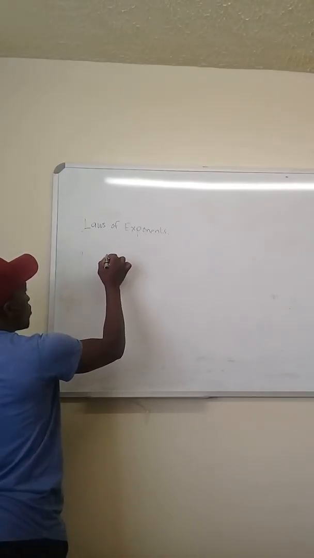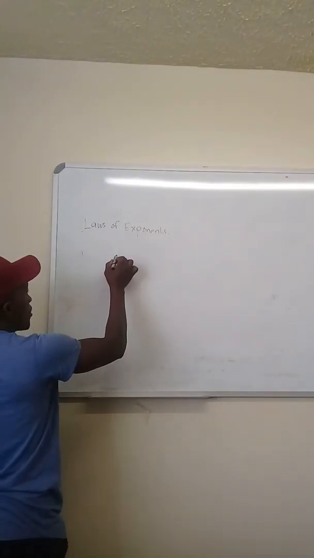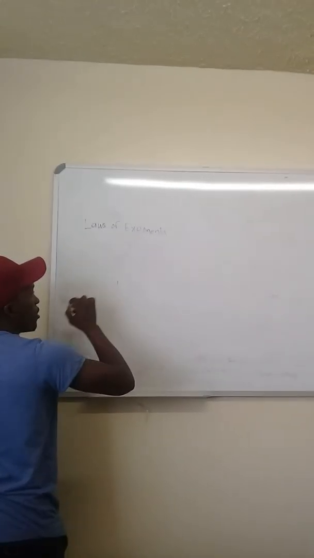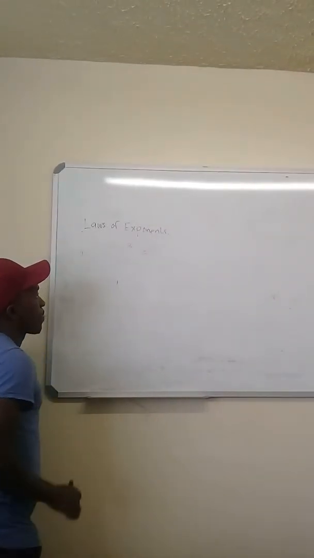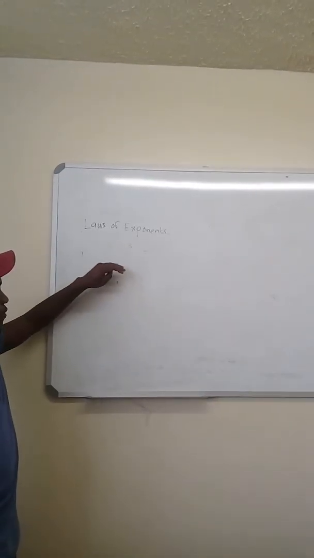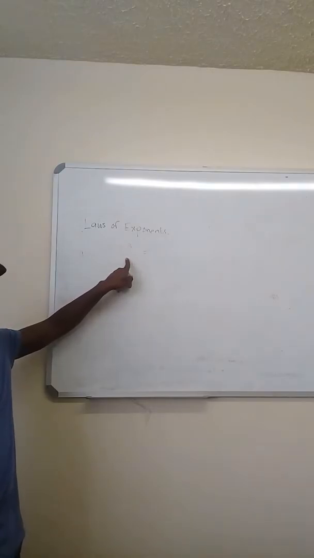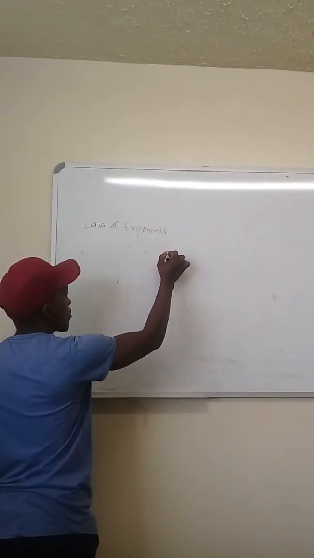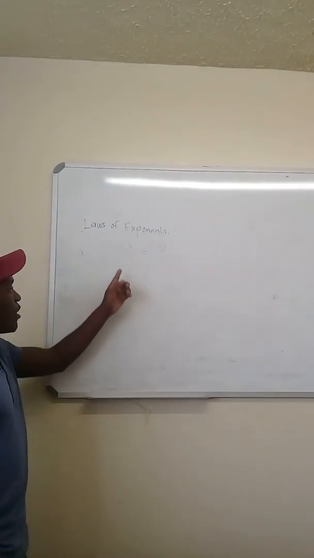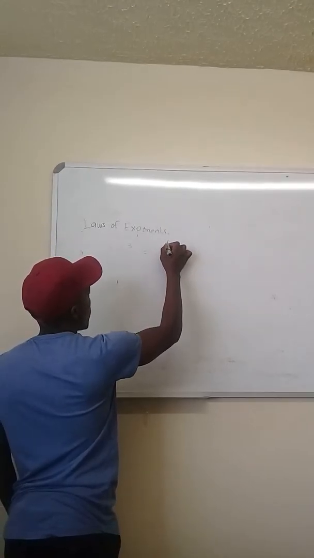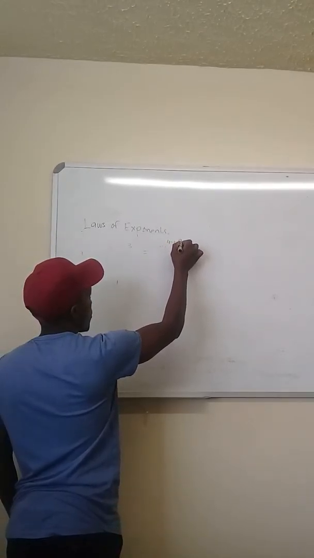Let's say we have 2 to the power 4 multiplied by 2 to the power 3. For these two, 2 to the power 4 and 2 to the power 3, we have the same base, which is 2. Therefore, if we have the same base, we're going to keep that base. Then we have the exponents, which are 4 and 3.